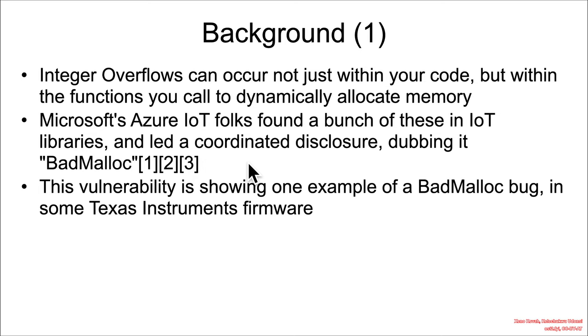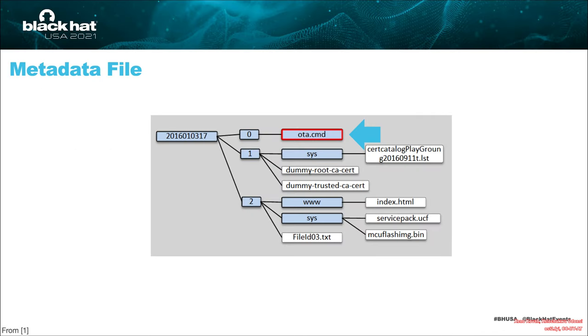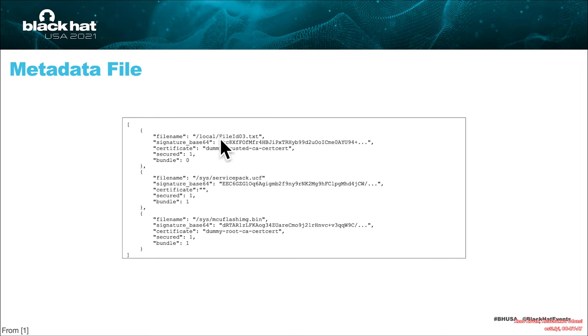This particular CVE that I'm covering here is one instantiation of a bad malloc bug in Texas Instruments firmware code. So Texas Instruments does over-the-air updates for their firmware, and the idea is that there's this compressed structure of directory of files and things like that, and within that there's certificates for digital signatures and things like that so that it can do verification of the contents. And this OTA command is what's used to specify where the various files are and what certificates should be used to verify the digital signatures.